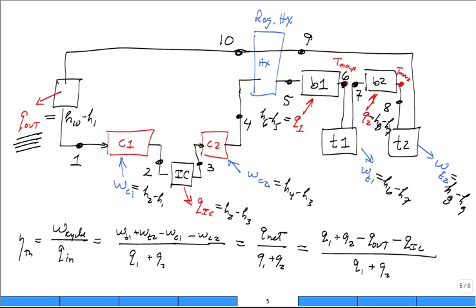They can have some efficiency for the first compressor stage, isentropic efficiency. Second compressor stage, isentropic efficiency. First turbine stage, isentropic efficiency. Second turbine stage, and the regenerator effectiveness.